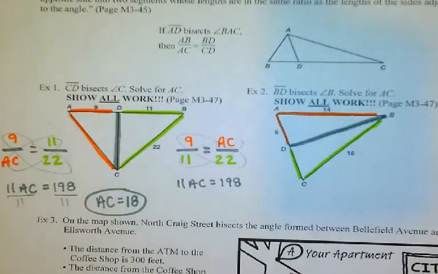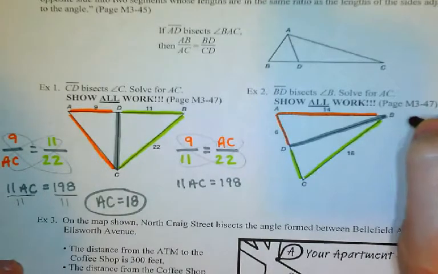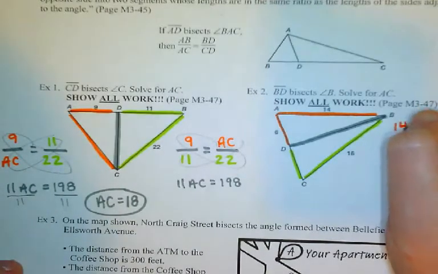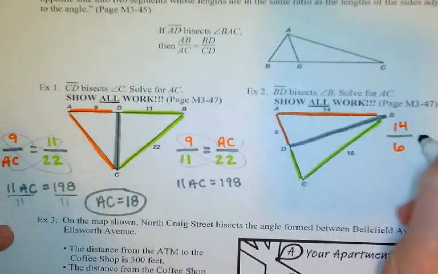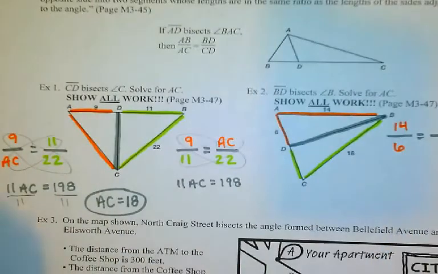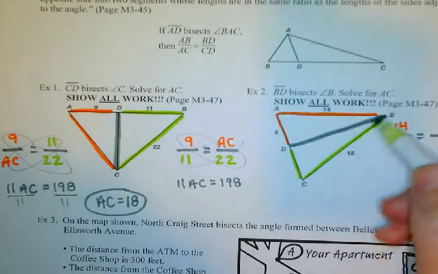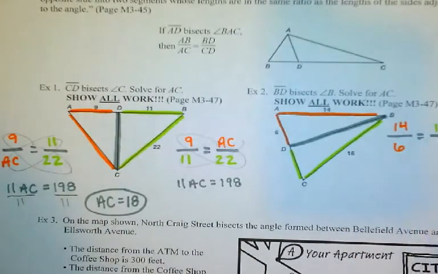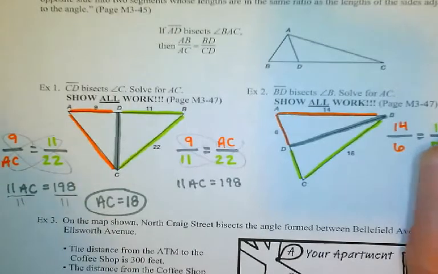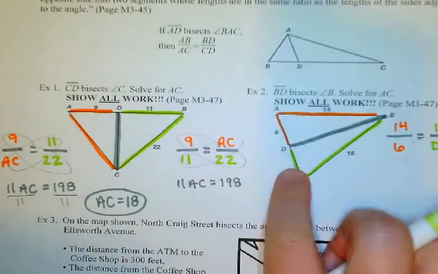You can set it up whatever way you want to. I'll go ahead and do 14 over 6. And then my other side is going to be what matches up with the 14. What side is touching the 14? This 16 is adjacent. It's touching the 14, on the other side. So 16 matches with the 14. And then DC is on the other side of that 6.